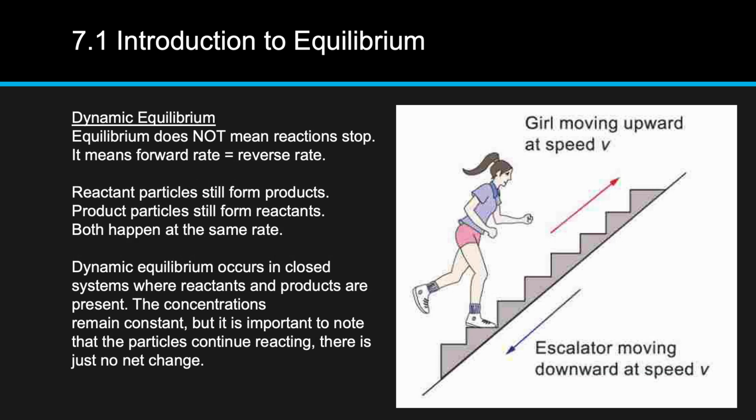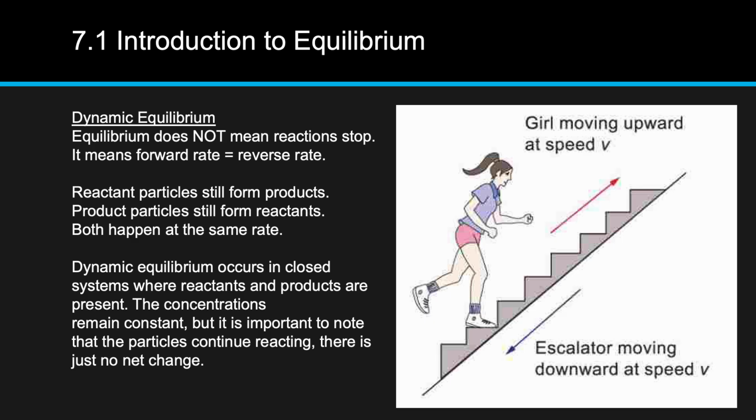Dynamic equilibrium describes a state where the forward and the reverse reactions are occurring simultaneously at equal rates, meaning the reaction has not stopped. However, there is no net change in concentrations. So when we have dynamic equilibrium, the reactant particles are still forming products and the products are still reforming into reactants, but those opposing processes balance each other out.